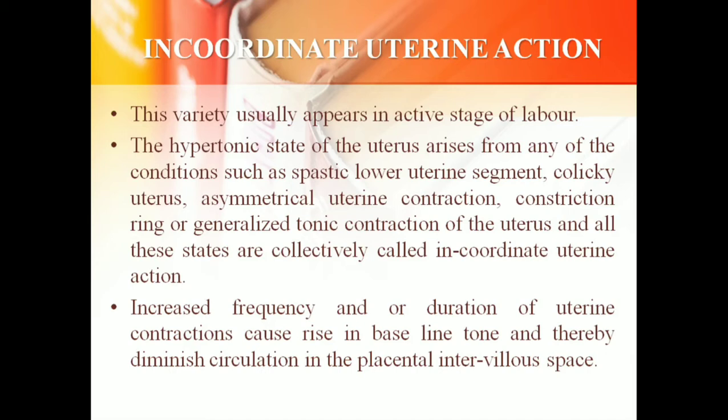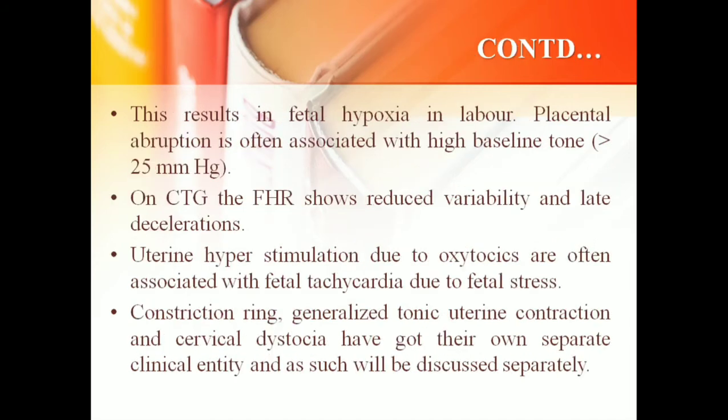Thereby the intervillous spaces of the placenta do not get enough circulation. The increased frequency and duration of uterine contractions cause a rise in baseline tone, which diminishes the circulation in the placental intervillous spaces. As a result, what will happen? It will result in fetal hypoxia in labor. Obviously, if the circulation is decreased, it will affect the fetus. And on CTG we can clearly see the fetal heart rate shows reduced variability and late deceleration.